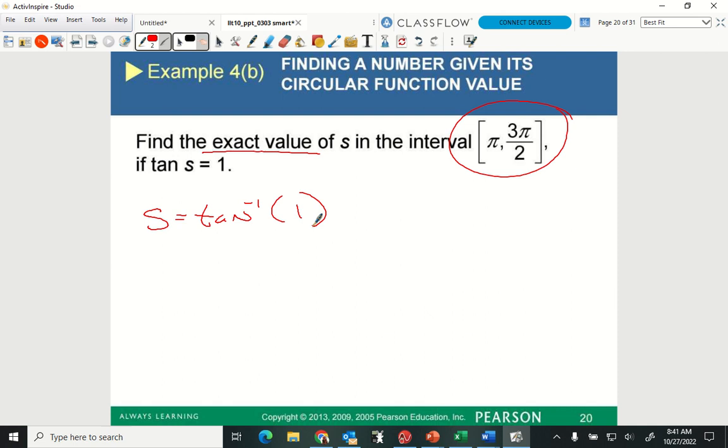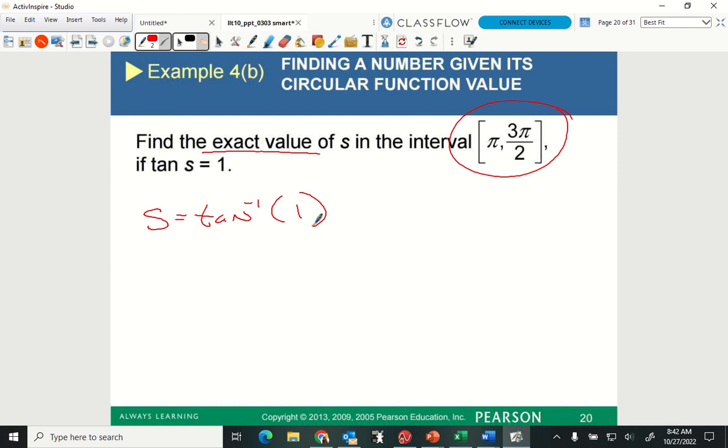To get 1, if I had y divided by x, what had to happen with my x and my y? They're both 1. They could both be the same thing. So let's go ahead and take a look at quadrant 3. So in my unit circle, in quadrant 3, I'm looking for somewhere that the x and the y are the same.